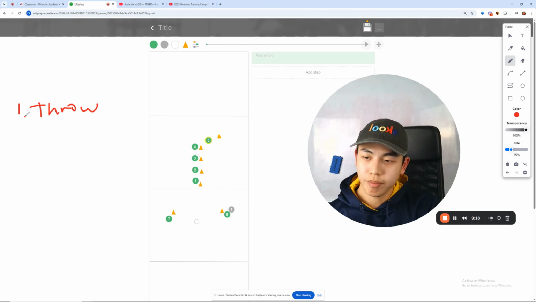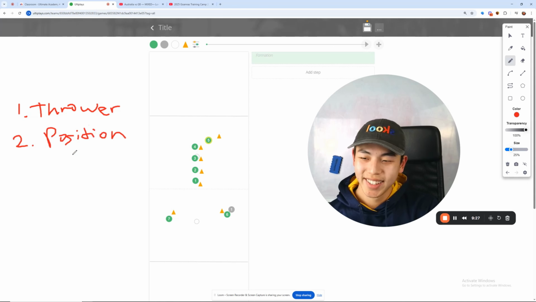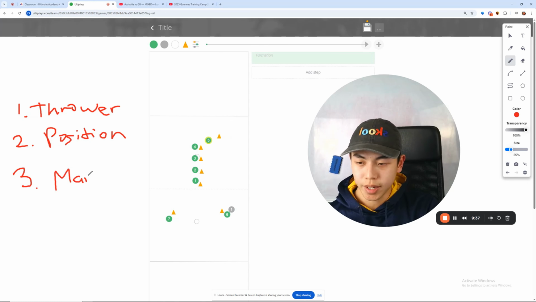Okay, let's recap. The thrower is the first thing. Make sure you guys have that down. The second thing is the position. Excuse my handwriting. The third thing I want you guys to think about, and this is, by the way, position of both the cutter and position of where the disc is as well. The third thing I want us to think about is the mark. Where is the mark?